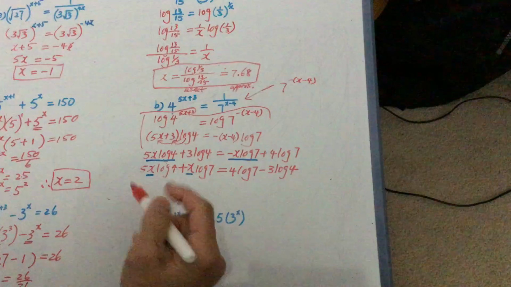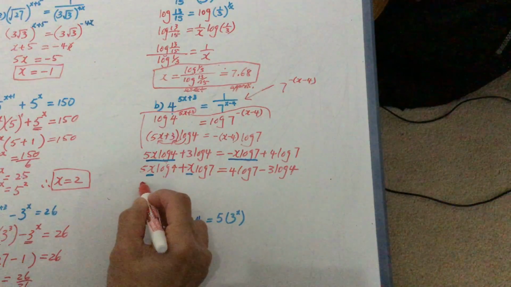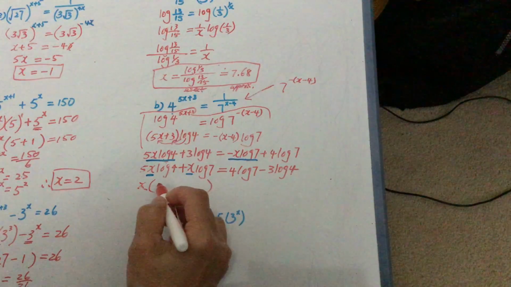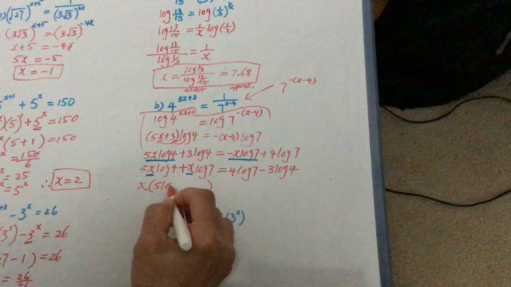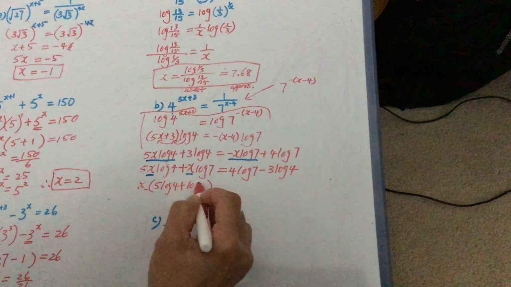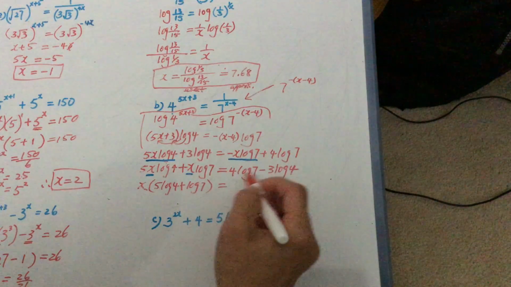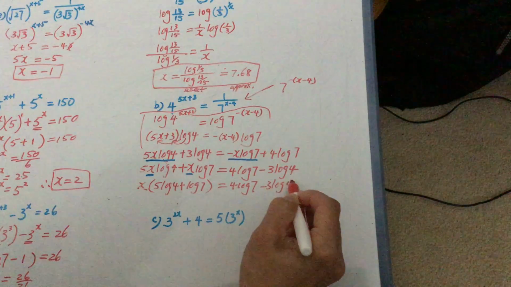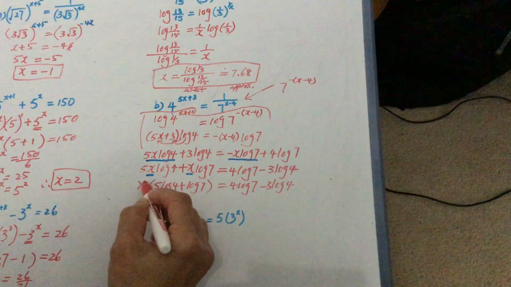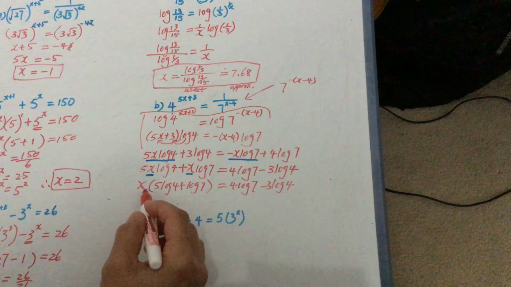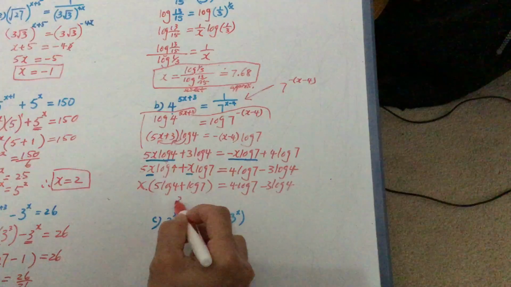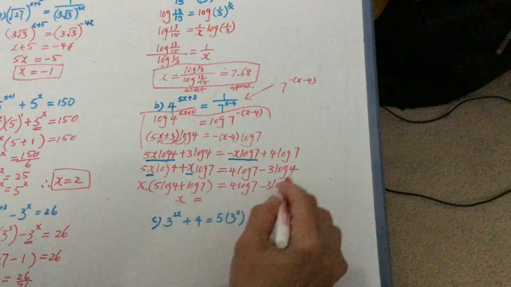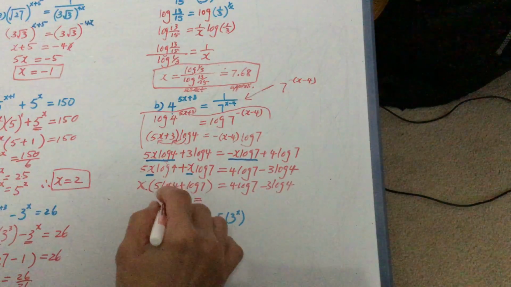From here, I need to take out the x as a common factor. So I'm going to have x multiplied by 5 log 4 plus log 7. That's equal to all of this. Nothing changed on the right hand side, but now that I've factored the x out, in order to isolate the x, I need to divide both sides by 5 log 4 plus log 7.